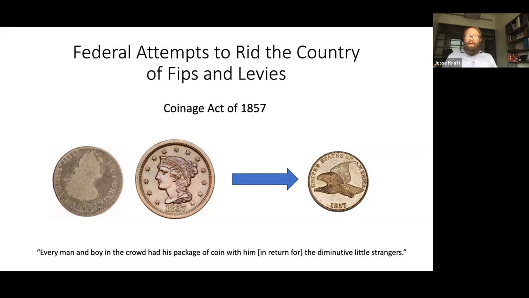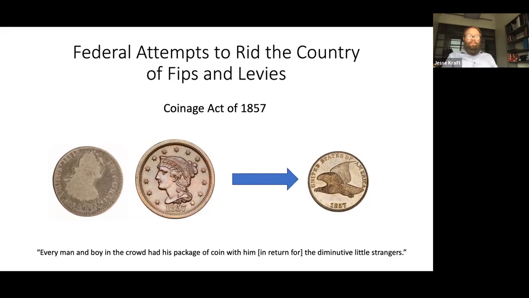There's a little quote here from a newspaper at the bottom that says, "Every man and boy in the crowd had his packet of coin with them in return for the diminutive little strangers," talking about the flying eagle cent. At the time, you could bring your Spanish American coin in sums of $5 or more, but no more than $20, and then exchange them for the flying eagle cent.